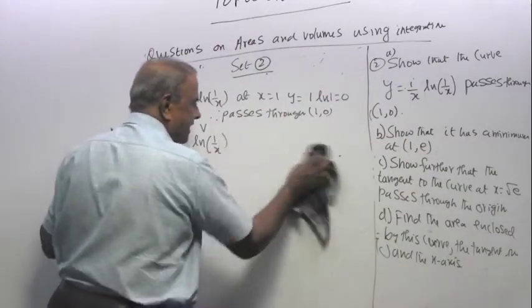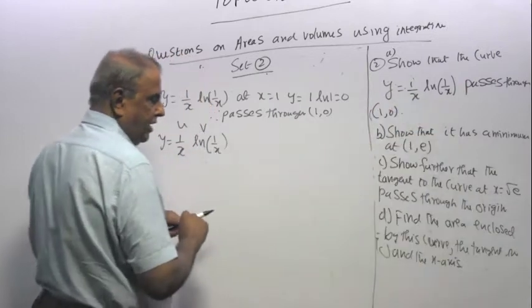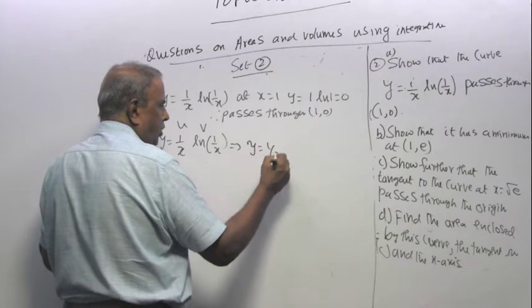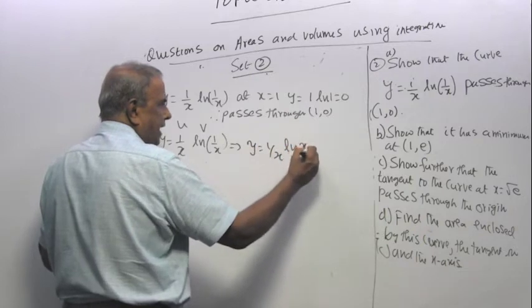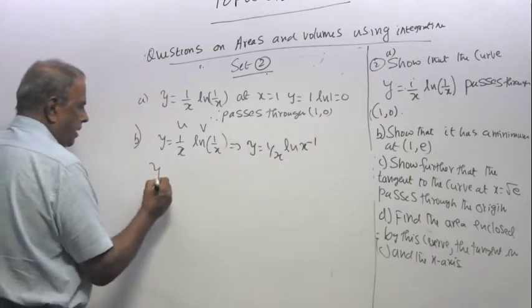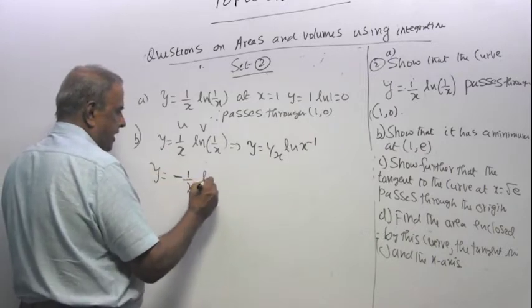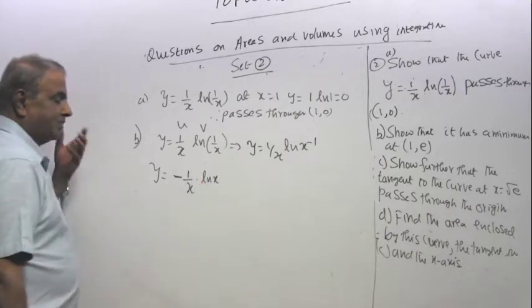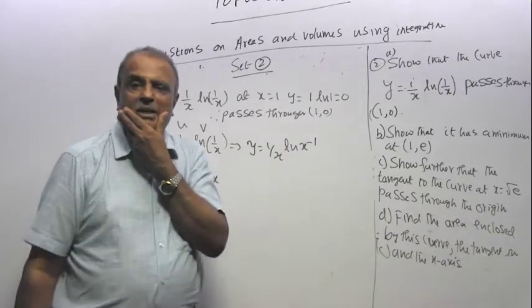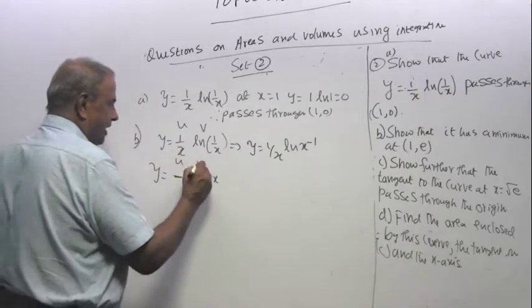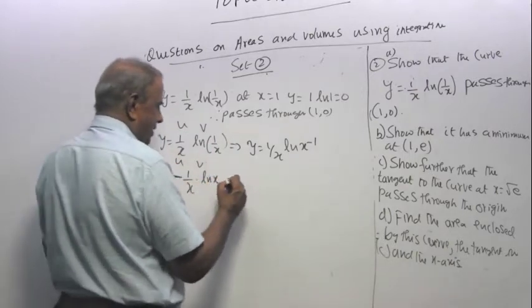Instead of writing like this, what if I wrote this as y equal to 1 over x ln x to the power minus 1, or y equal to minus 1 over x times ln x. Isn't differentiation much easier now? Now use u over v. Even for integration, that's easier.